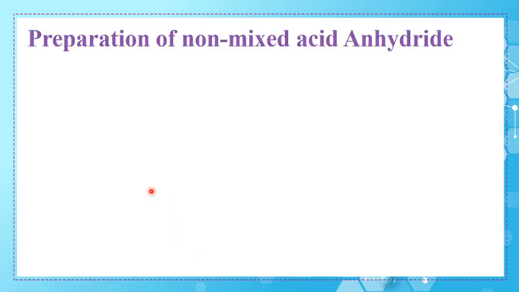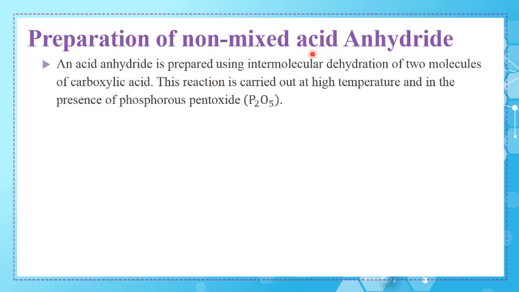How to prepare a non-mixed acid anhydride? To prepare a non-mixed acid anhydride, we use what we call the intermolecular dehydration of 2 molecules of carboxylic acid. Dehydration means taking out a water molecule. This reaction is carried out at high temperature, and in the presence of phosphorus pentoxide. Phosphorus pentoxide is a dehydrating agent, allowing the elimination of a water molecule, as I said.